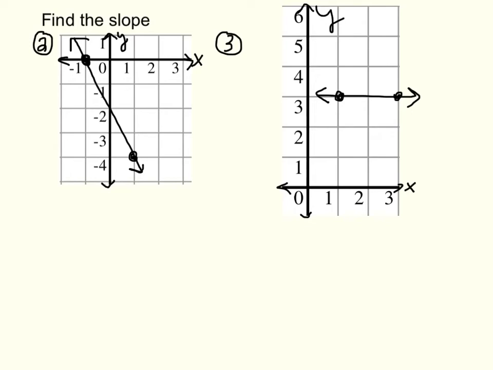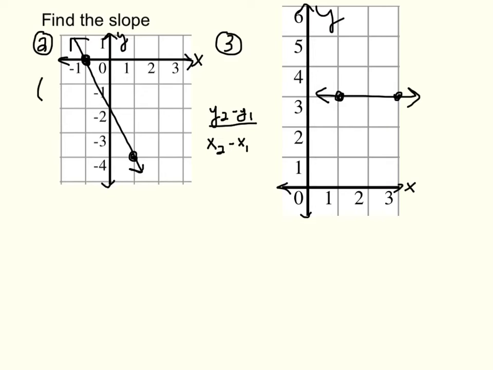In number 2 and number 3, we're going to do the exact same thing, finding the slope, but I want you to do it mathematically. Now you have to memorize this. Remember, you subtract your y values on top. That's your rise. You subtract your x values on bottom. That's your run. For number 2, you don't have to write these problems down, but I want you to write the points and the work.